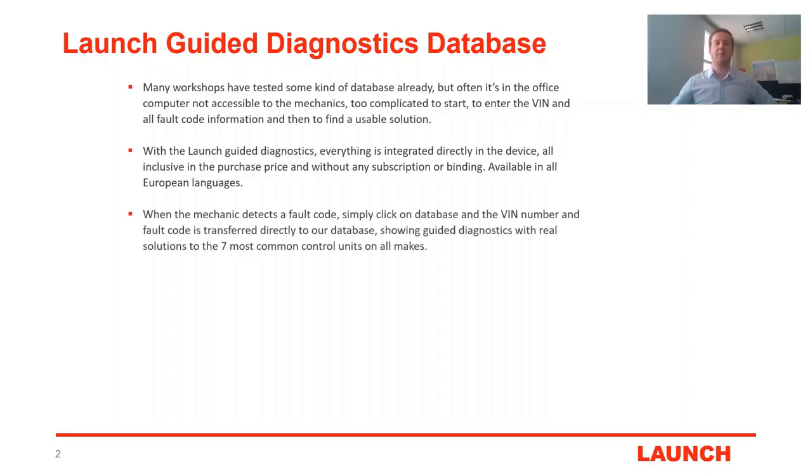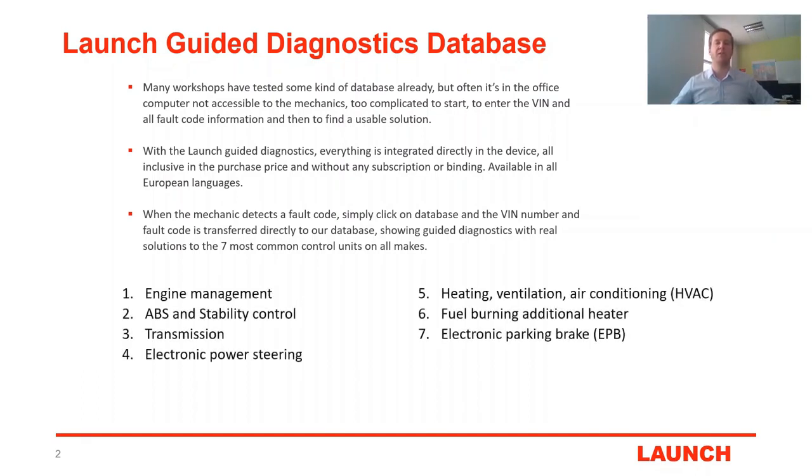When a mechanic detects a fault code in his Launch device, he simply clicks on Database, and the VIN number and all fault code information gets transferred directly to our database, showing guided diagnostics with real solutions to the 7 most common control units on all makes. These 7 control units, or ECUs, are the following: the engine management, the ABS and stability control management, transmission, the power steering function, heating or air condition, the additional heater function, and also the electronic parking brake. This we will now show you live in the system.